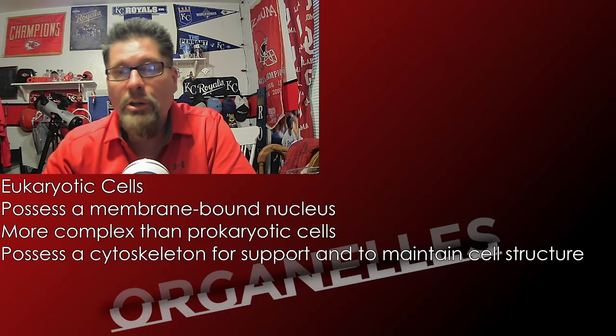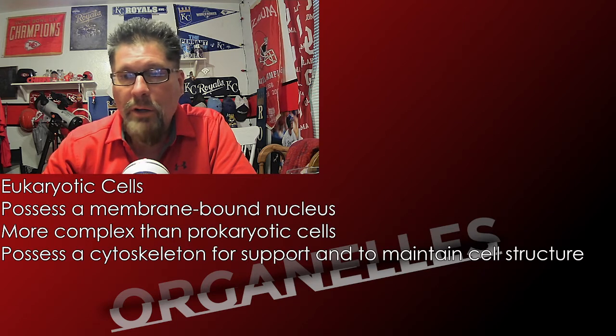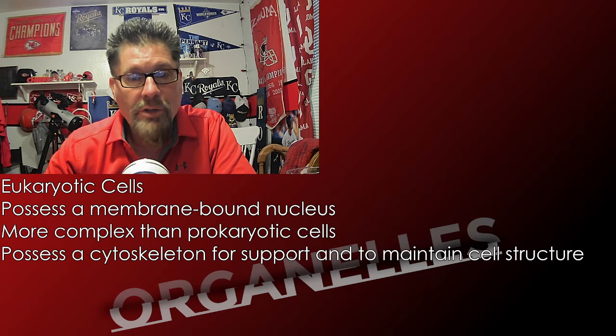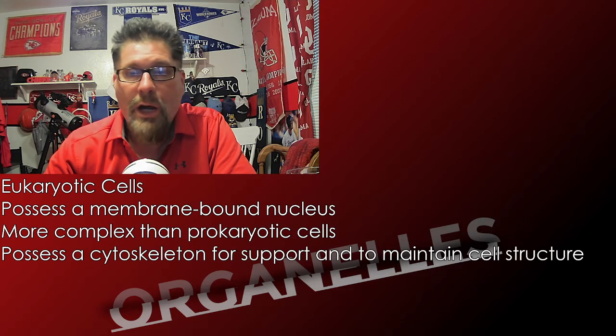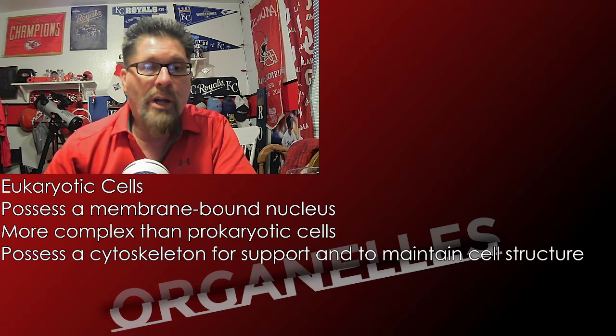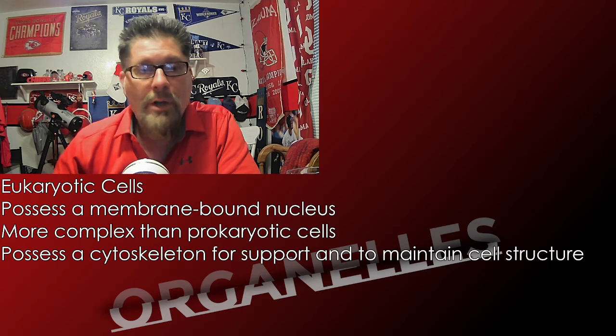Okay, now transitioning to eukaryotic cells. As we've talked about, they do possess a membrane-bound nucleus, much more complex than prokaryotic cells. In our cells, we have a vast number of organelles and the things that they're doing, because we have to rely on ourselves to do cell division and to recreate everything, whereas a bacteria cell relies on its host cells to do all that. And of course, you have cytoskeleton for support, to maintain cell structure, and that's a pretty impressive setup that we're going to talk about in due time.